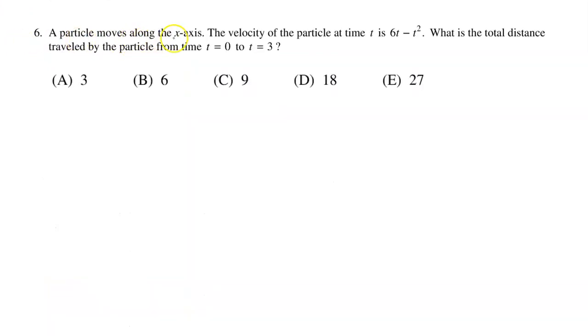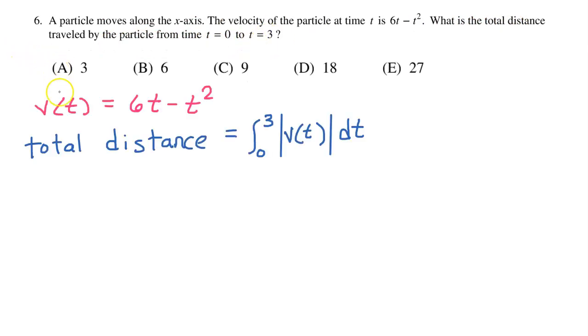A particle moves along the x-axis. The velocity of the particle at time t is 6t minus t squared. What is the total distance traveled by the particle from time t equals 0 to t equals 3? So we are given this function for the velocity as a function of time, and we are asked to find the total distance traveled. Well, the total distance traveled from 0 to 3 is the integral from 0 to 3 of the absolute value of velocity.